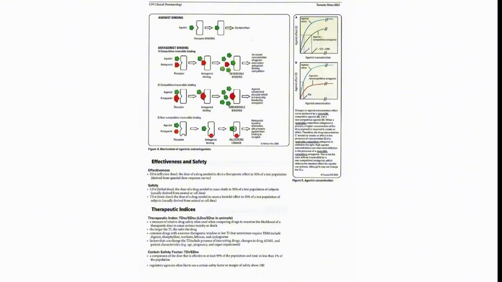A larger therapeutic index indicates a wider safety margin, greater drug safety, and less risk of toxicity during normal treatment. A smaller therapeutic index means the effective dose is close to the toxic dose and careful monitoring is required.